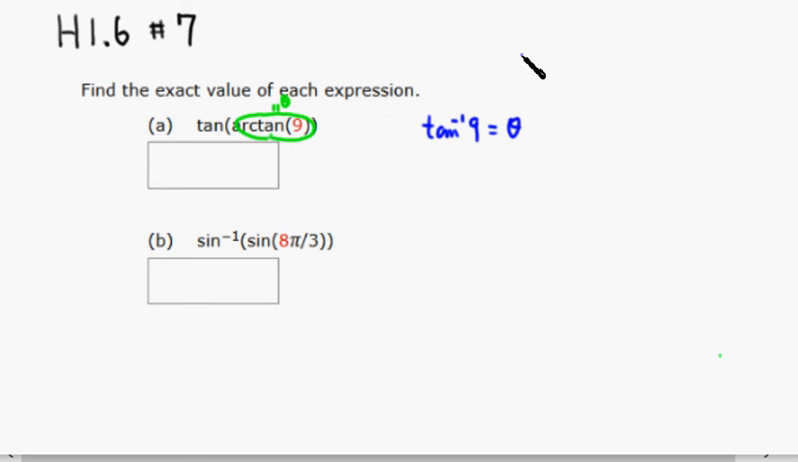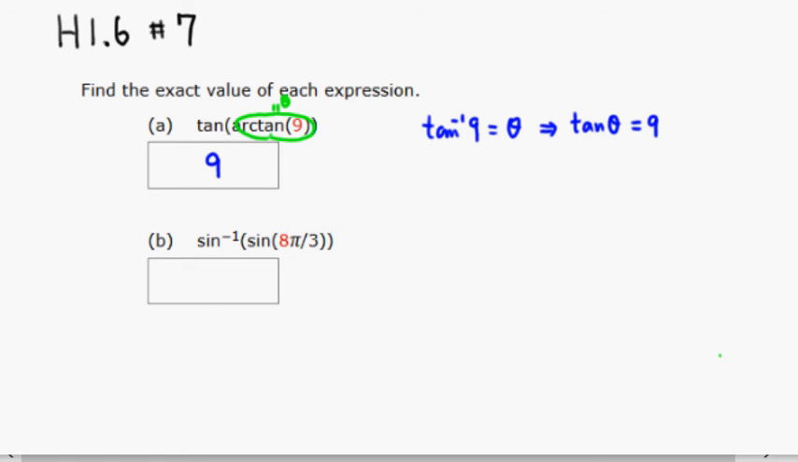What we decided to do is equivalent to saying tangent of theta is equal to 9, right? Then you realize, what were we looking for? We're looking for the value of tangent of theta, which we already know is 9. So we have that.